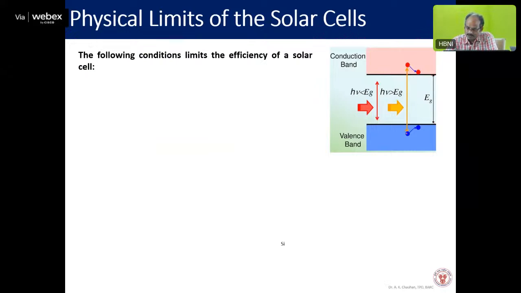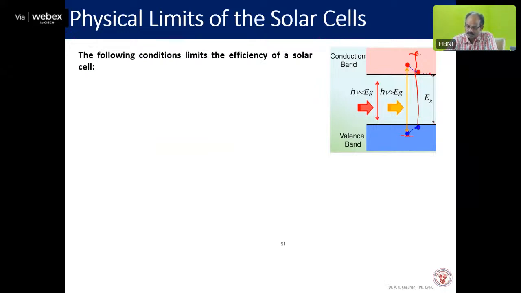So in that case, the hole will be here, or suppose the electron-hole pair is here, and this photon is having higher energy, then the electron will move to a higher position. But this much energy is immediately lost by the electron by thermal vibrations or by collisions, and it will come back to this point.